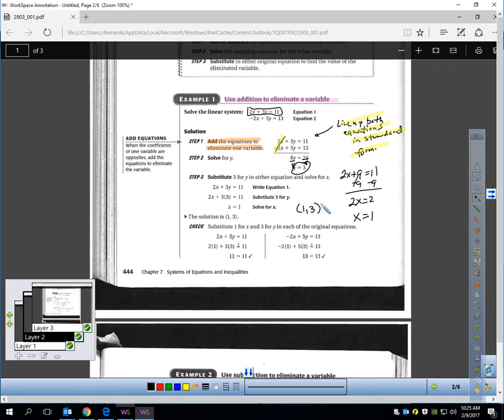Let's check it in the other equation real quick. So negative 2 times 1 is negative 2, plus 5 times 3 is 15, and negative 2 plus 15 is 13. It checks out. Okay? That's the process called elimination. Let's do another one.